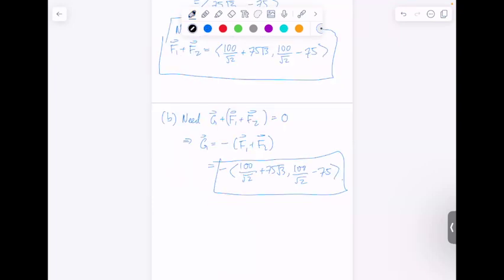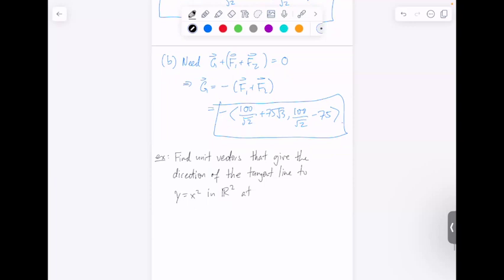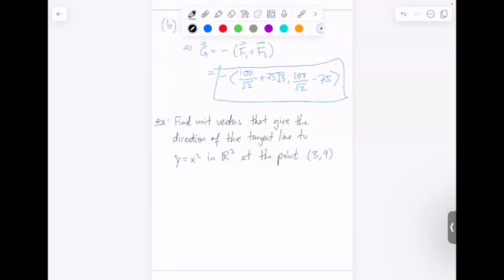Let's now try something a bit different, which is let's find unit vectors that give the direction of the tangent line to y equals x squared in R2 at the point, say, (3, 9). Let me draw you the picture first. This is your standard parabola. So this is y equals x squared. Sorry, the scaling is very off on this. Let me draw something better.